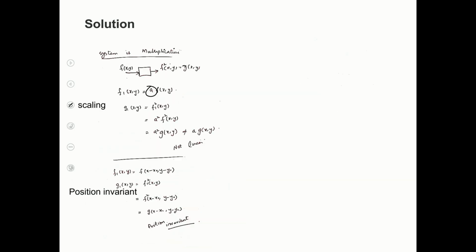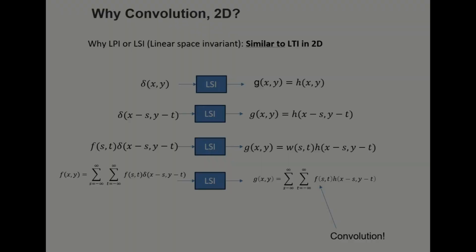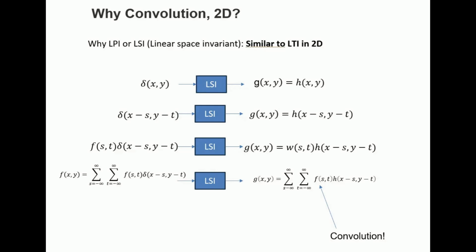Okay. And also, the next question: the system is multiplicative. Is this LPI or not? I think we did it before as well. But if I just want to check scaling, this is not satisfied, because if the input is scaled by a, the output is multiplied by a squared, which means this is not a linear system. For position invariance, if I do the same steps, I can prove whether it is LPI or not. So if the system passes both tests, it is LPI or LSI.